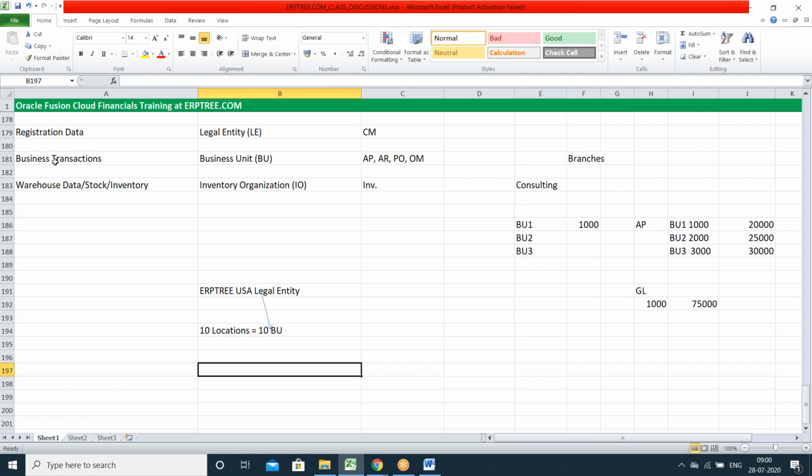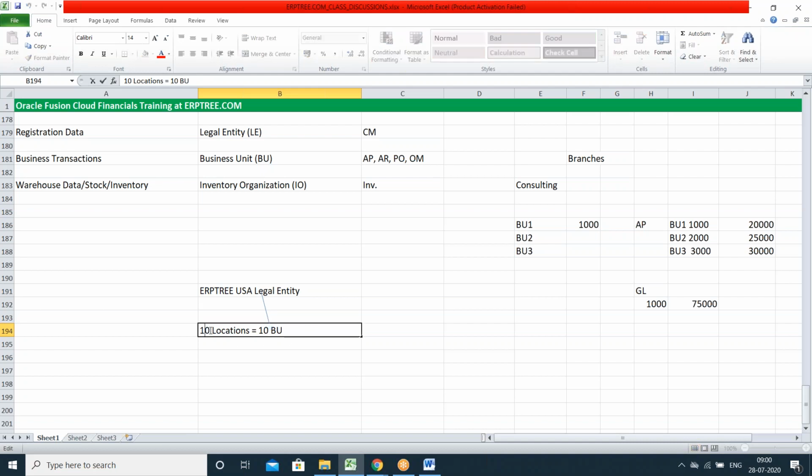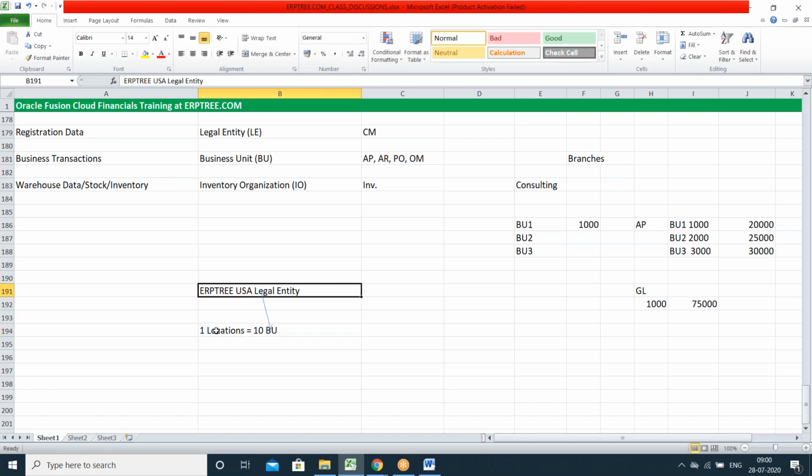So you have one registration, that means one legal entity. Under that registration, whatever business you are running in 10 locations, you have to create 10 BUs. So in this scenario, you have only one legal entity and 10 business units. I'll take another example. You have one registration and you are running the business in only one location. In that case, how many BUs do you require? Only one BU. Now your legal entity and your BU are the same. If you want to create your business unit, you can give the legal entity name as the business unit name, because you are running in only one location, one registration.